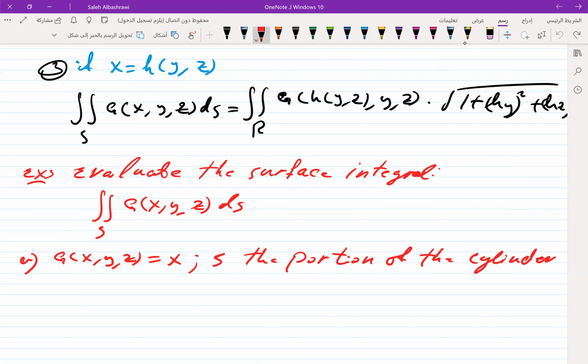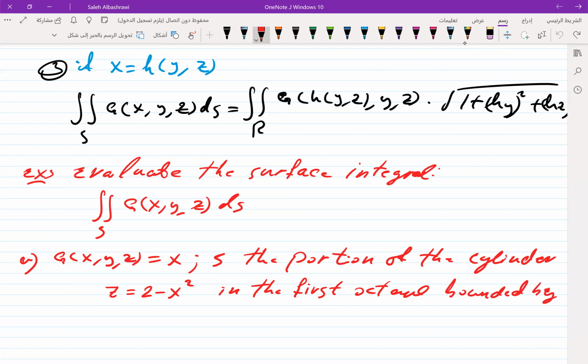z is equal to 2 minus x squared in the first octant, bounded by x equal to 0, y equal to 0, y equal to 4, and z equal to 0. We need to evaluate the surface integral.